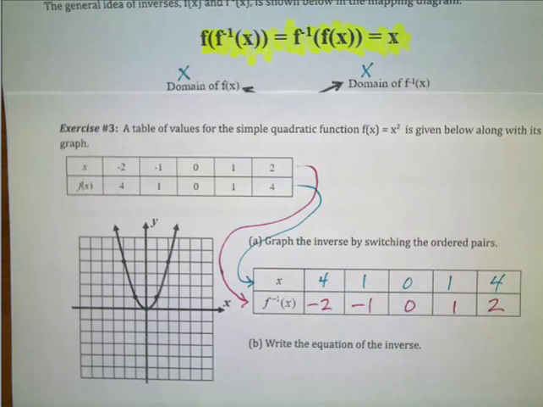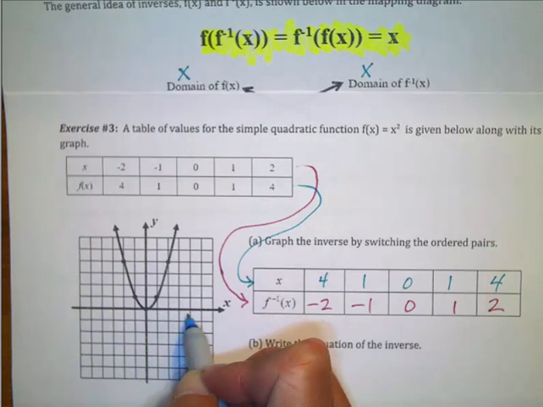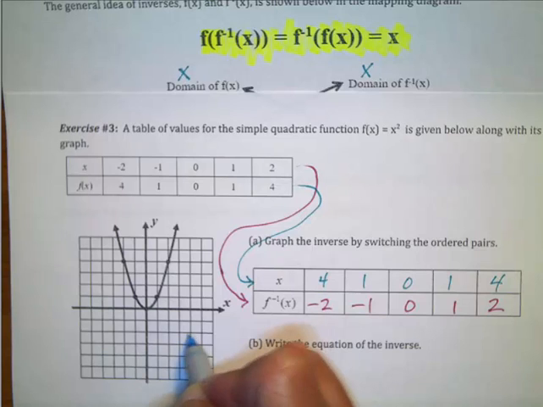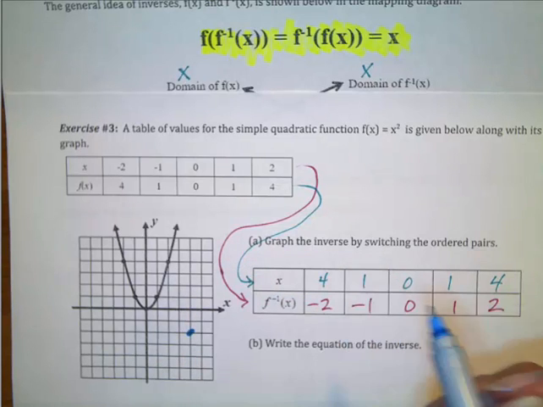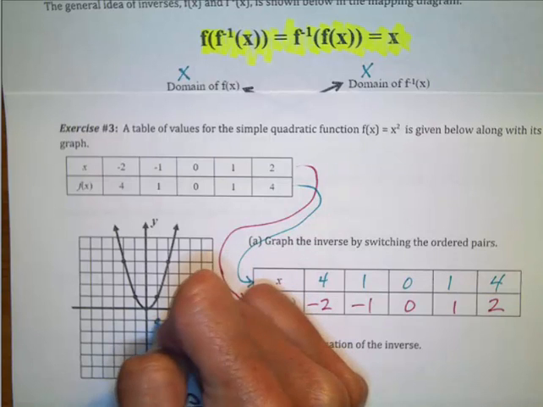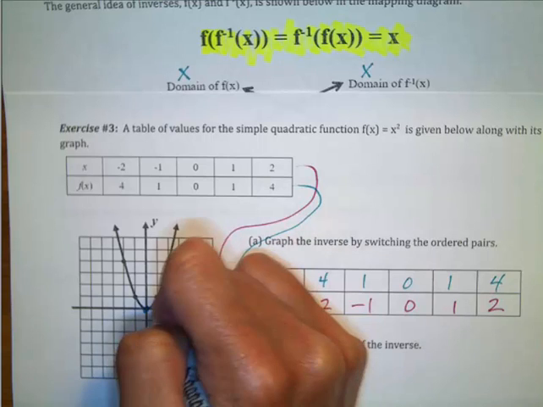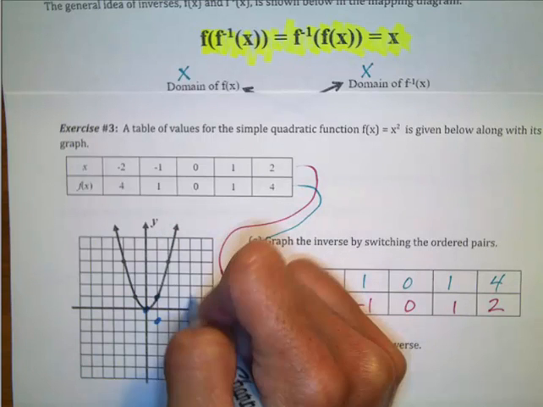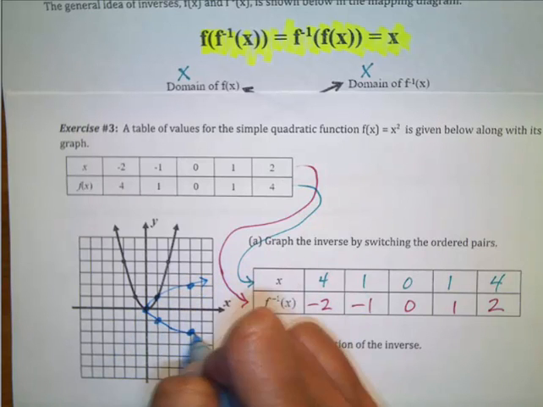Now we'll graph them. 4, -2, 1, -1, 0, 0, 1, 1, 4, 2. It's a sidewards parabola.